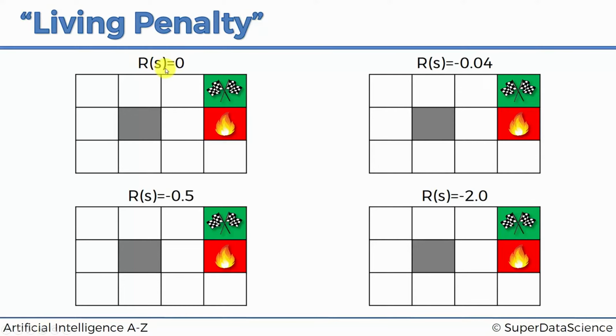So here we've got a reward for any step, or for getting into any state, equal to 0, just as what we've seen before. Here the reward is going to be -0.04, what we just introduced now. Here the reward will be -0.5, or the living penalty will be -0.5, so much higher, you can see, more than 10 times greater. And here the living penalty will be -2, so even more than the reward you get for jumping, or even less than the reward that the agent gets for ending up in the fire pit.